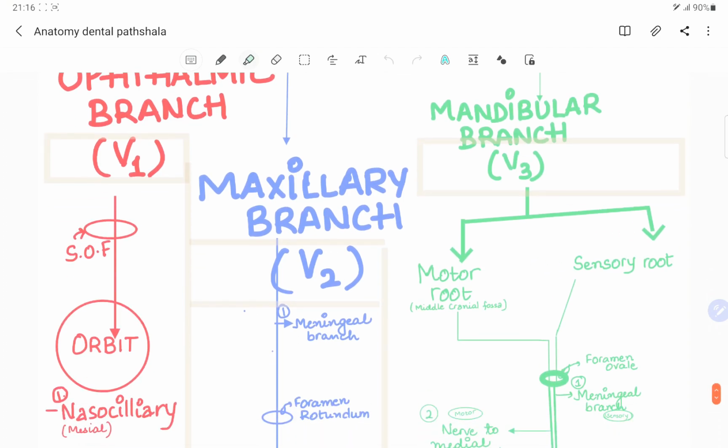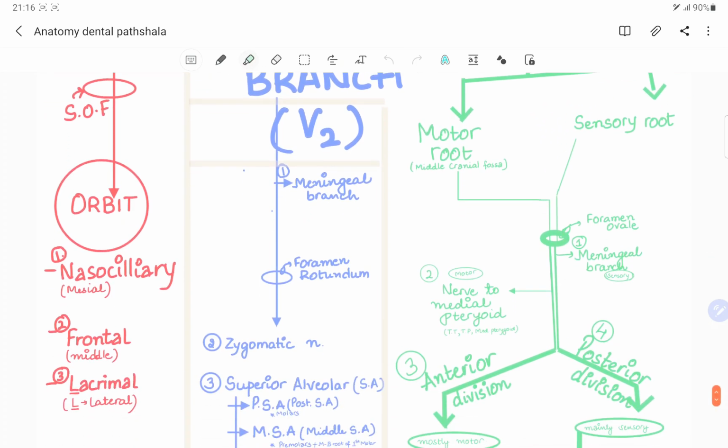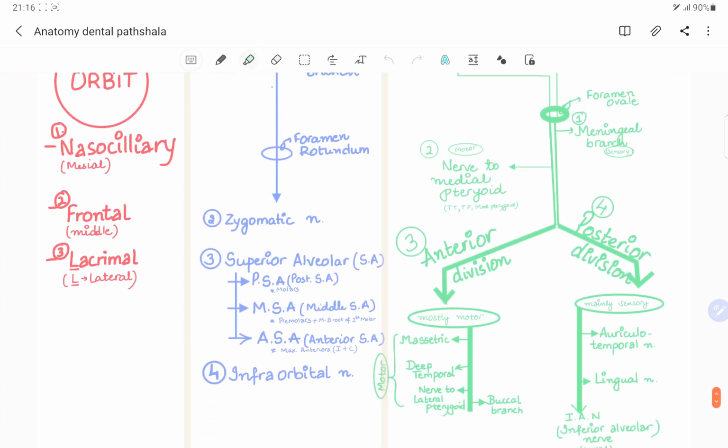nerve, but we have a motor root in the mandibular branch. In the beginning, I showed you a very thin red motor root which is running along with the sensory root of the trigeminal nerve, which passes through the foramen ovale and gives off two branches: the meningeal branch and the nerve to medial pterygoid, which supplies the medial pterygoid muscle as well as the tensor tympani and the tensor palatini muscle. Then it gives off two branches again, the anterior division and the posterior division. The anterior division is mostly motor, the posterior division is mostly the sensory root.